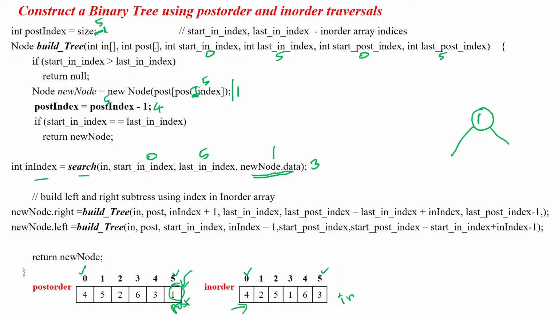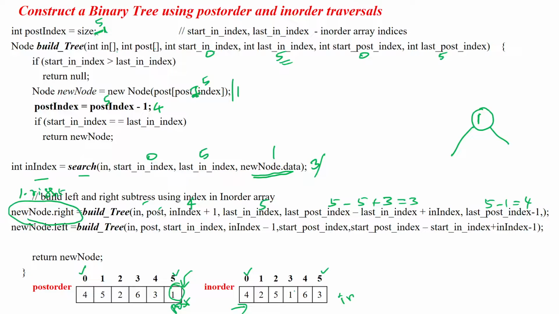So we are constructing the right subtree for the new node 1. So 1 dot right, we will pass in order array, post order array, in index plus 1. That is, in index is now 3, so 3 plus 1 is 4. Last in index is already 5. Then last post index is 5 minus last in index 5 plus in index 3, so equal to 3. Then last post index is 5 minus 1, equal to 4. So for 1 dot right, this is the value.